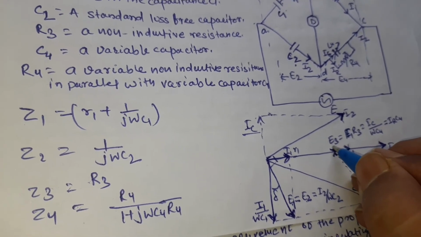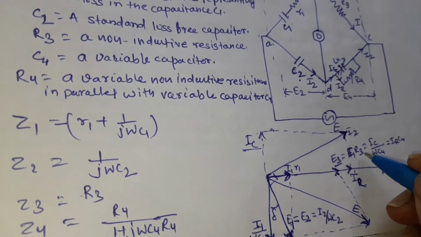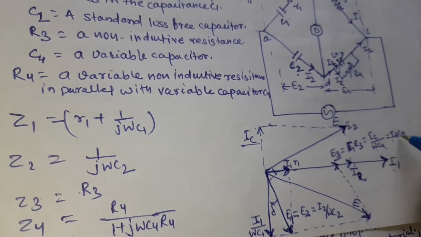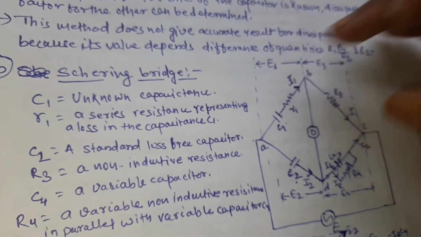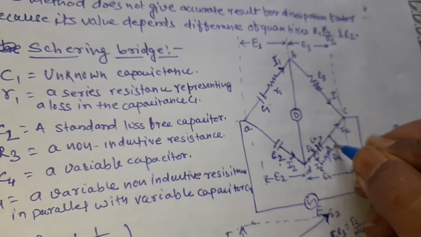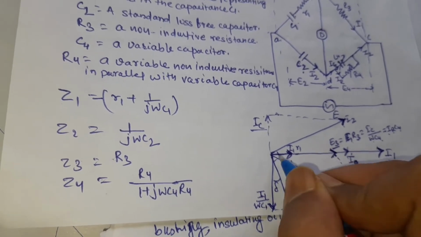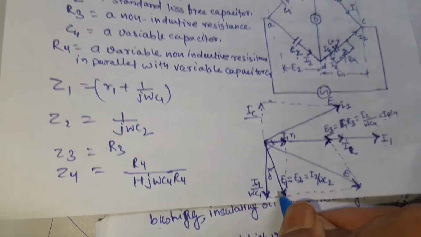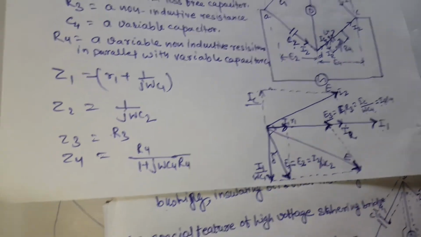And suppose I3 is equal to R3 into I1, and that is equal to IC by omega C4, or is equal to I4 into C4. That means the voltage drop across R3 must be equal to the voltage drop across either the capacitor or the variable resistance. So in this way, there are phasors E3 and E1. The phasor sum of E3 plus E1 is equal to the total applied voltage E.